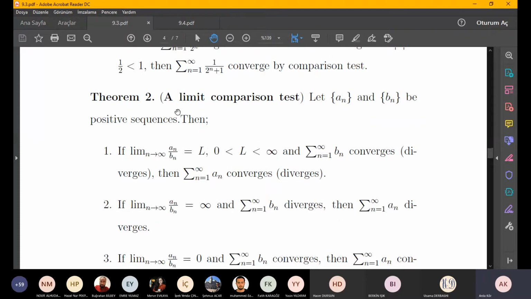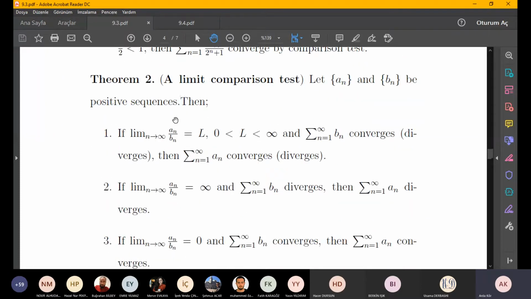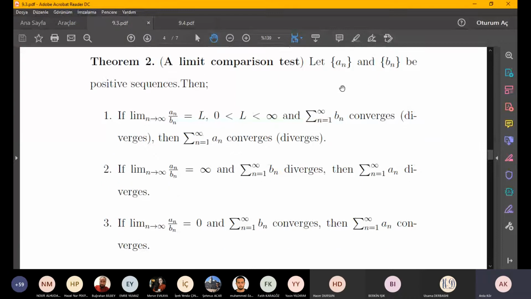And now here we have 3 more tests for positively defined series. The third one, I guess this will be the fourth one, is limit comparison test. So let the series a_n and b_n be a positive sequence. They just write it as sequence, which means if you have general term a_n for your series, that makes that series positive. And we have these 3 conclusions.